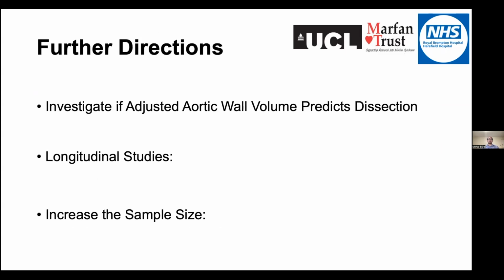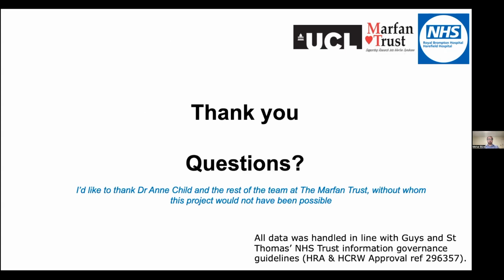So future directions include the following. We want to see whether the difference between the two groups actually predicted dissection. We want to see whether wall volumes changed over time and whether this affected dissection. And we'd also want to include more patients potentially in the future, as this could give the study more statistical power.